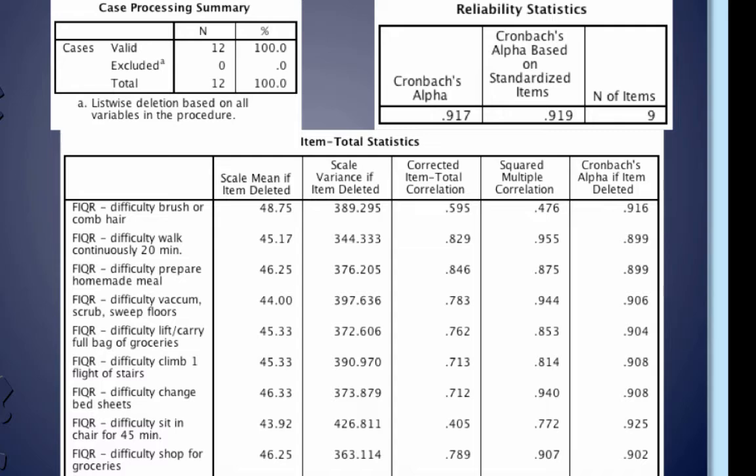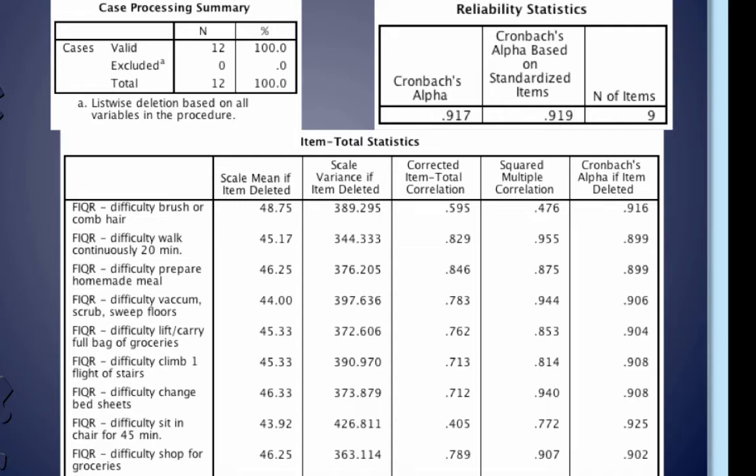Hopefully you said no. With the 9 items, we have Cronbach's alpha equal to 0.917. If we deleted difficulty brushing or combing your hair, the 8 items left over would mean that we have a Cronbach's alpha of 0.916, which is smaller than 0.917, which means it is less reliable than with 9 items.